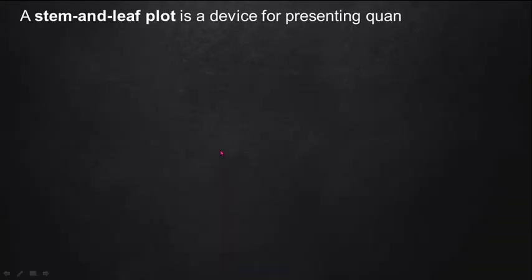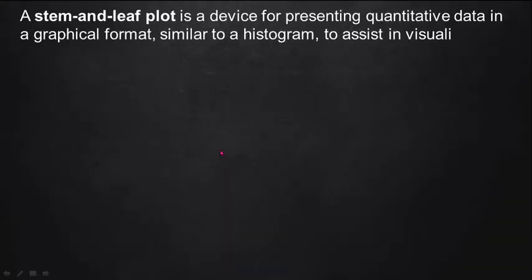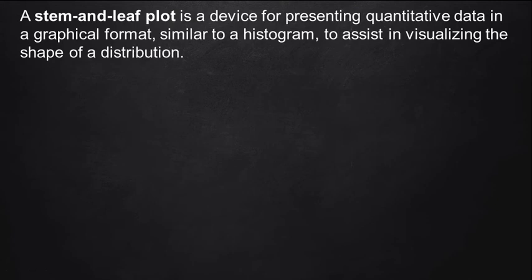Now, we will see the stem and leaf plot. It is a device for presenting quantitative data in a graphical format, similar to a histogram. In a histogram, we can see the nature of data, that is the shape of distribution, whether it is normal, whether it is skewed on the right, skewed on the left. We can see the nature or shape of the distribution.